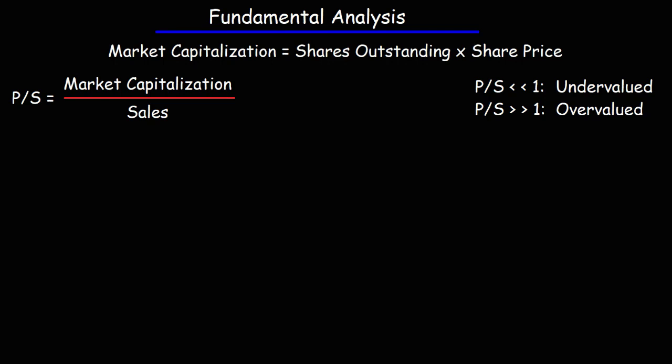In this video, we're going to focus on fundamental analysis, how to determine if a company is undervalued or if it's overvalued. What we're going to do today is take a look at a lot of different valuation ratios that you could use to determine if a company is undervalued or overvalued. Valuation ratios such as the price to sales ratio, price to earnings, the price to book ratio.